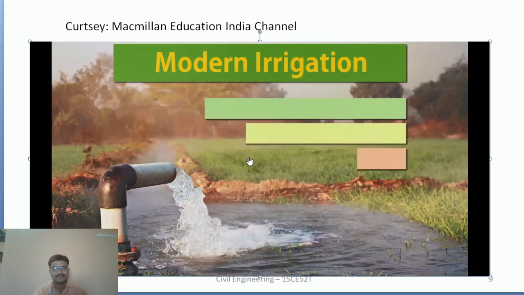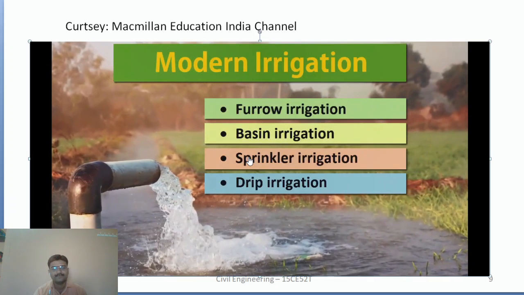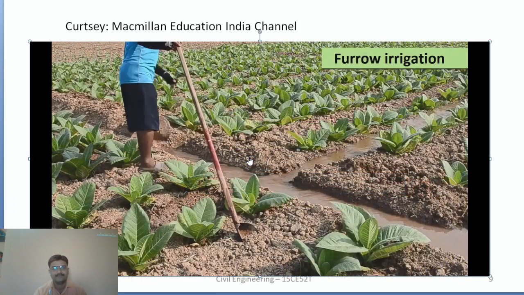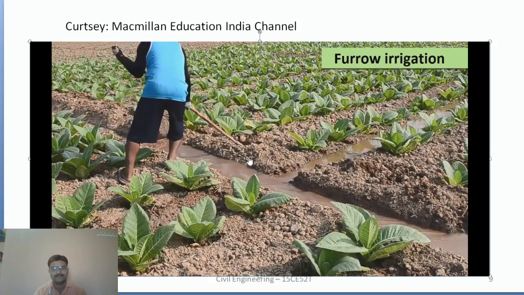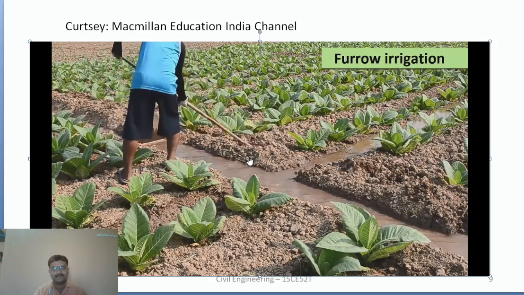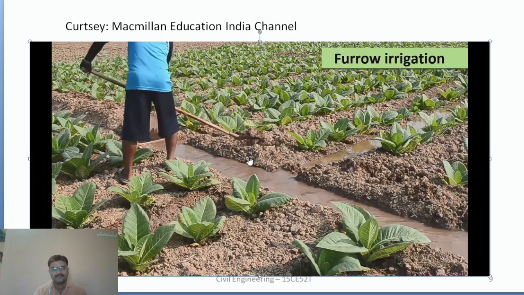Irrigation. We have different modern techniques of irrigation. Let us learn about this one by one. Furrow irrigation. Water is allowed to enter the field through channels or furrows that are made between two rows of crops. Crops such as tomatoes, leafy vegetables, and grapes are grown using this method of irrigation.